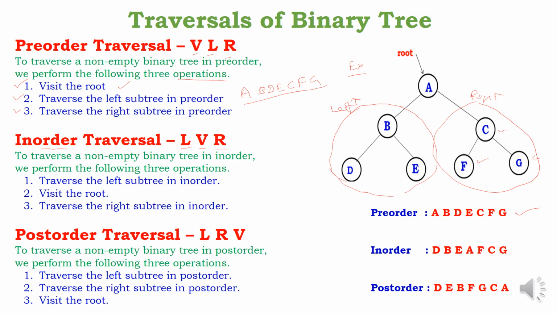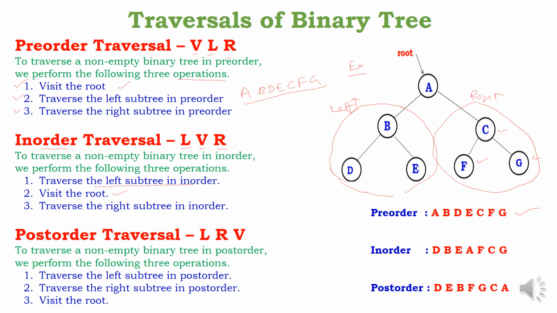Then to traverse a non-empty binary tree in inorder, we perform the following three operations. What are the three operations? Traverse the left subtree in inorder. So there is a left subtree. This left subtree we are going to traverse in inorder. Then visit root node. Then traverse right subtree in inorder.